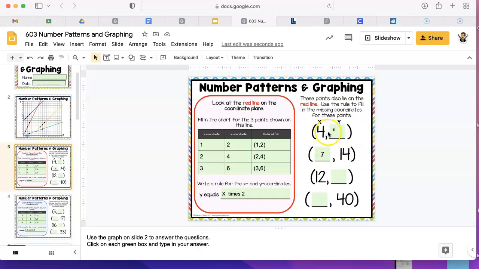Look. 4 times x times 2 equals 8. X times 2 equals 14. So look, 4 times 2.